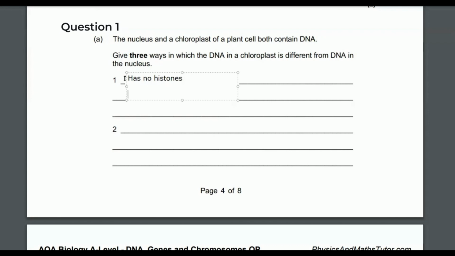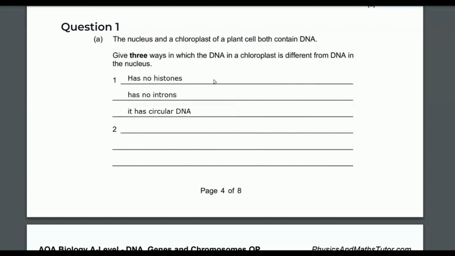Has no histones, has no introns. What else can we say? It's got no junk DNA. It has circular DNA. So the chloroplast has its own circular DNA, even though the rest of the plant cell has linear DNA. The nucleus of the plant cell contains linear DNA. The chloroplast has circular DNA. That gives us a hint to its evolutionary past. So there we go, I've mentioned three things.